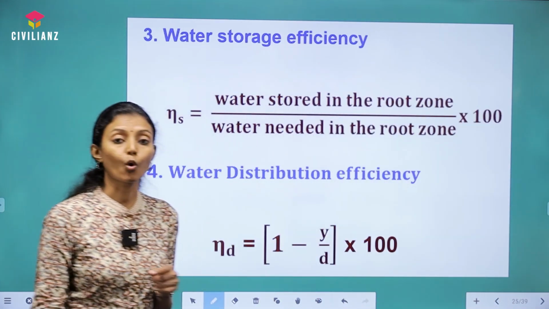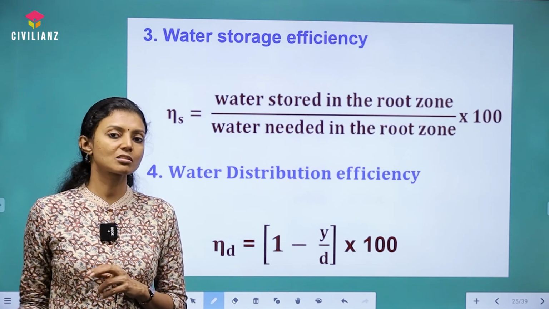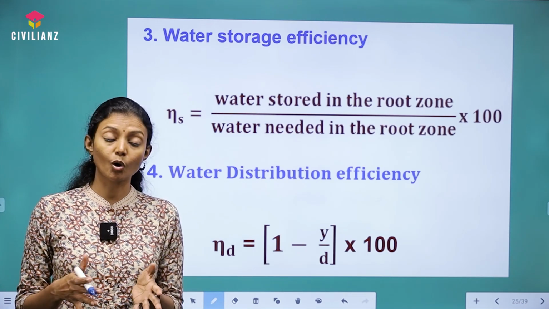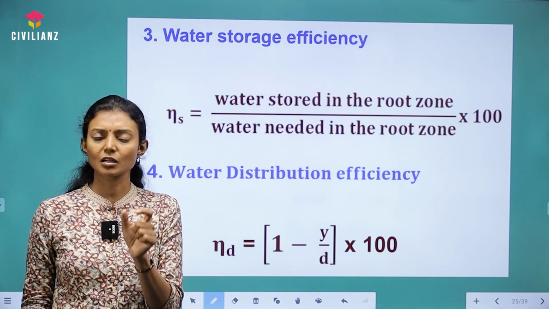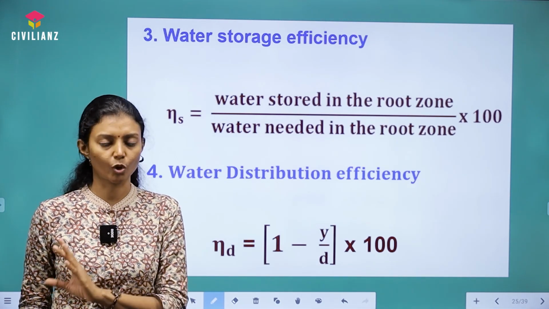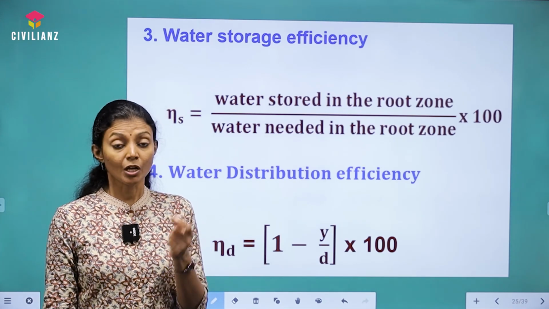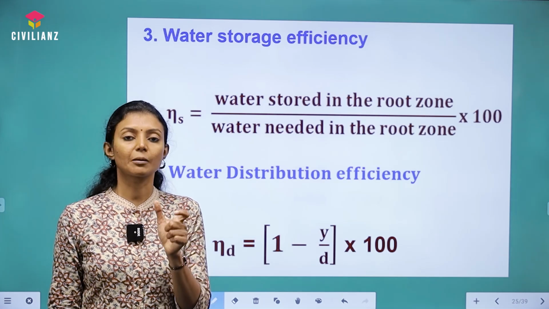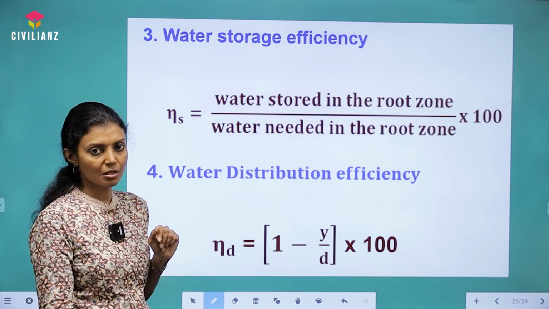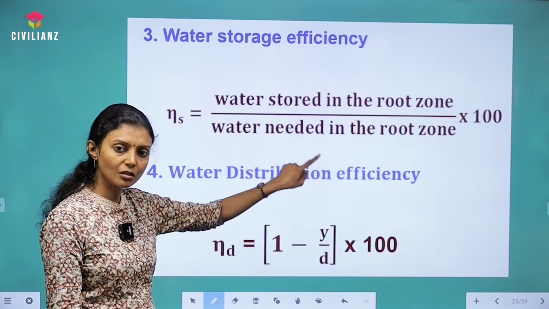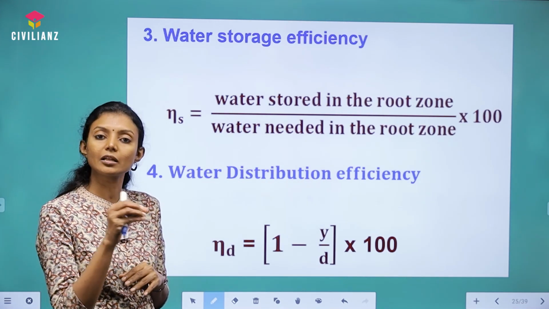Now coming to water storage efficiency. We have told that we delivered some amount of water, and the plants got a portion of it. But we also know that certain crops require a certain amount of water. For example, the total delta for rice is 120 centimeter. So we have to ensure that the plant gets what it requires.